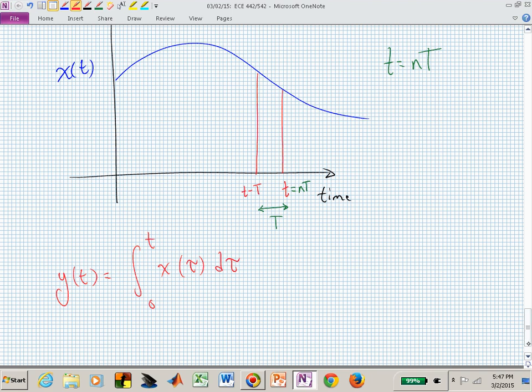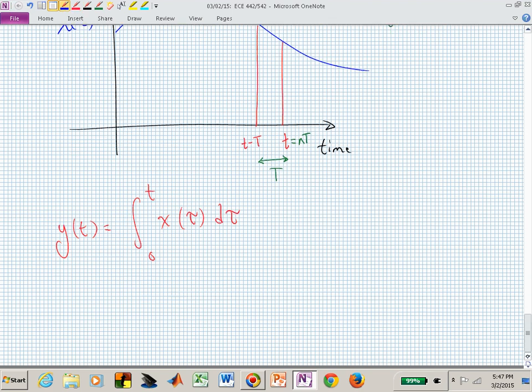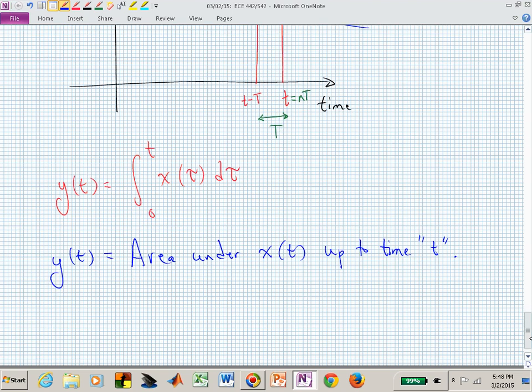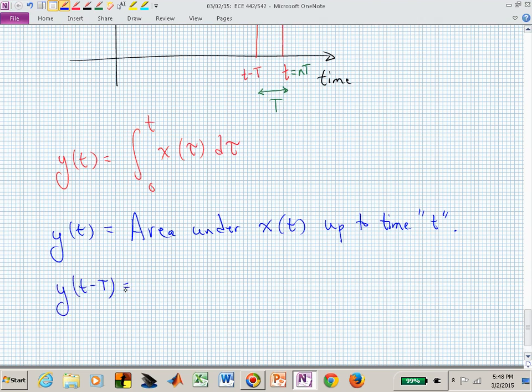Let's establish some terminology. Let's now let y of t be the area under the curve x of t up to time little t, and we will define another variable, y 1 sample period before little t, which is y of little t minus capital T, and that is consistent with the first definition of y of t, but now we have the area under x of t up to time little t minus capital T.